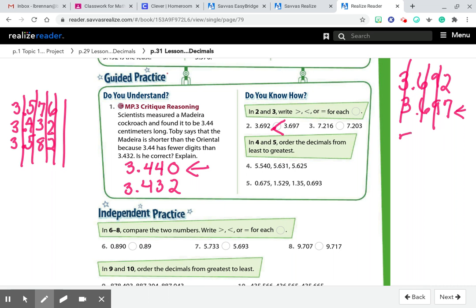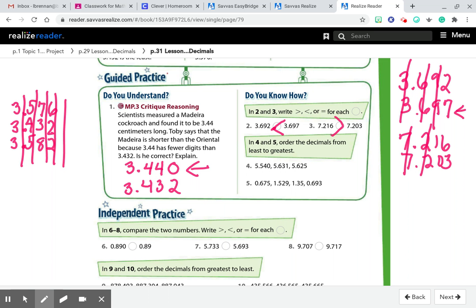For the next one, 7216 and 7203. They both have sevens, they both have twos. One is bigger than 0. I don't even have to look at the next digit because I know that 1/10 is bigger than 0/10.